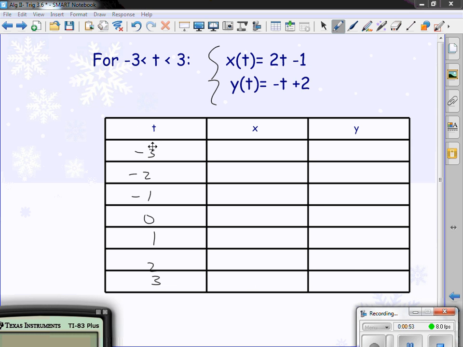What you're going to do is take our t values and substitute into the x function. So I put in -3. What's 2 times -3? -6 minus 1, -7. Now I do the exact same number into the y function. So I have -3, so it's 3 plus 2, which is 5.